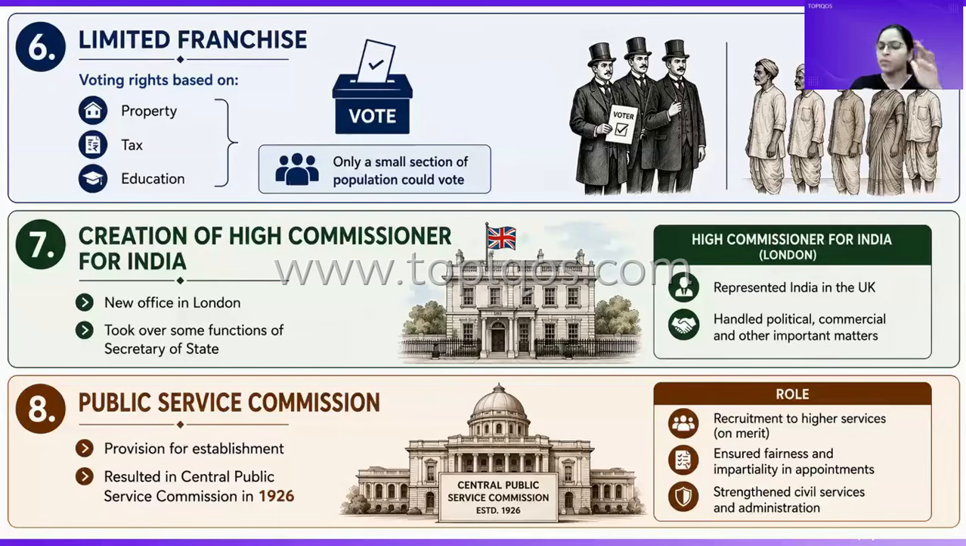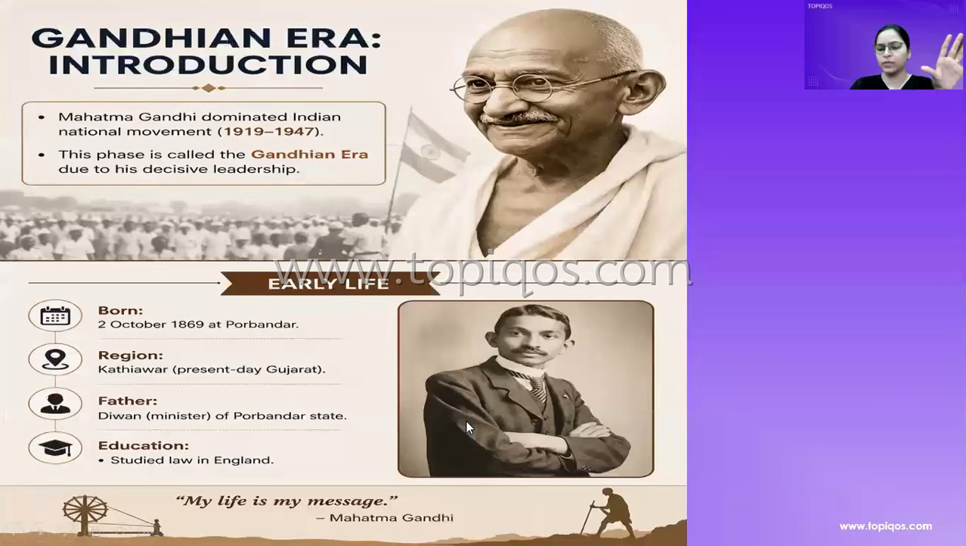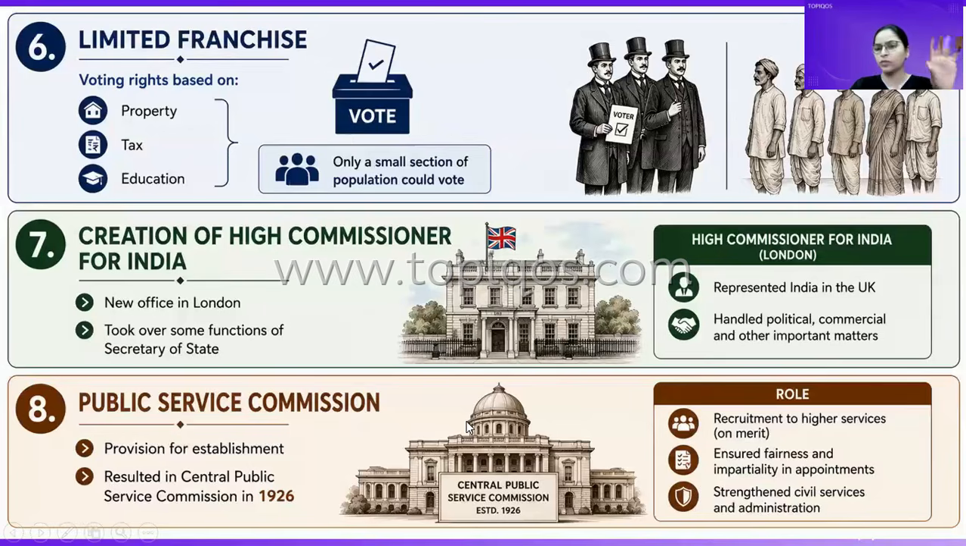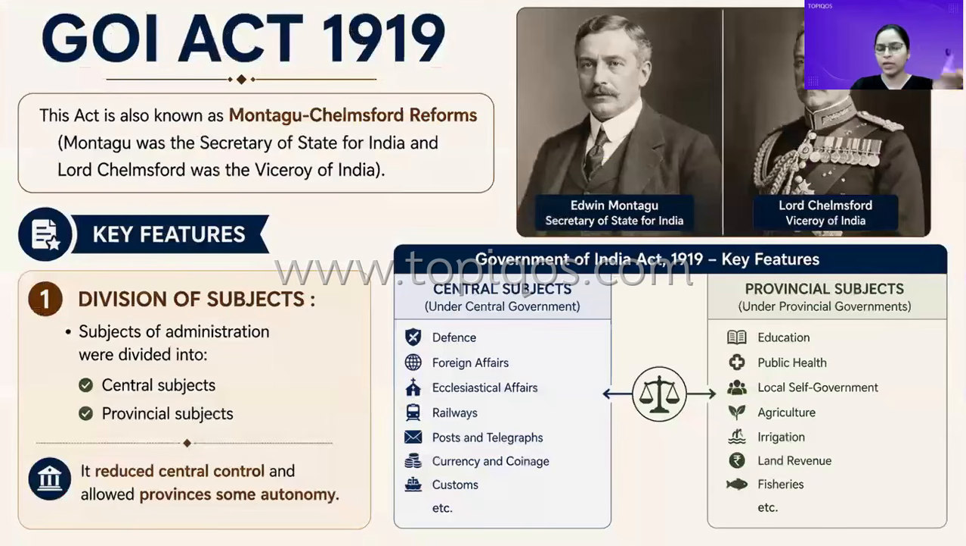Next important thing, the Public Service Commission was officially established, and this was the Central Public Service Commission, which we today call UPSC, Union Public Service Commission. Okay, so this was established in 1926 in order to ensure fairness and impartiality in appointment, strengthening of the civil services, and recruitment to the higher services. Okay, so these were the important points of this act. Okay, so once again, let's have a look at it.